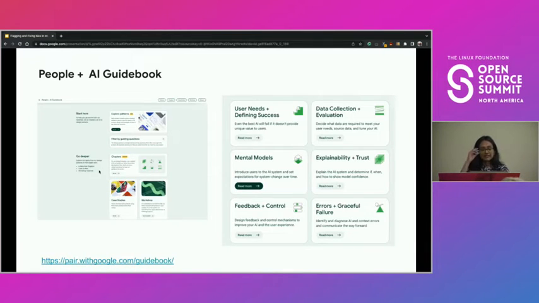There's also the People plus AI guidebook that you can use. And like I said, defining success is a major part of getting fairness right. And the People plus AI guidebook can help you get there. So it can tell you, how do you define what success looks like for the user? How should you put in feedback and control? And how should you fail gracefully? Because a lot of times these models will go wrong. There's no two ways about it. What happens then? How do you incorporate a feedback loop in the process and make them better? Because this is an iterative process, remember? So the People plus AI guidebook can help you with that.